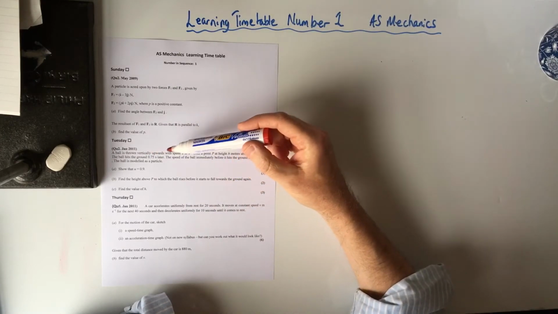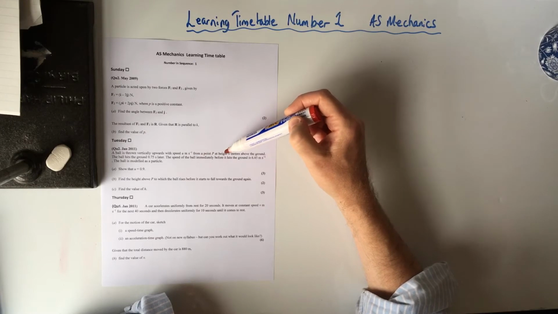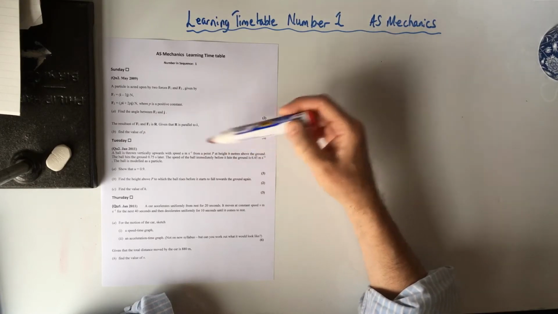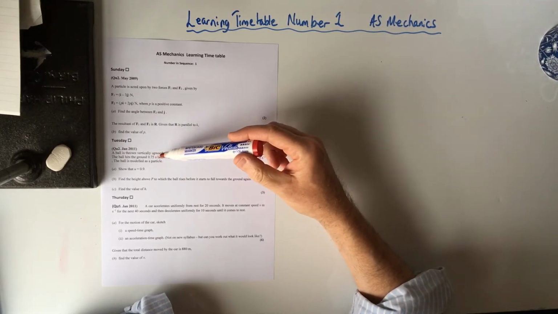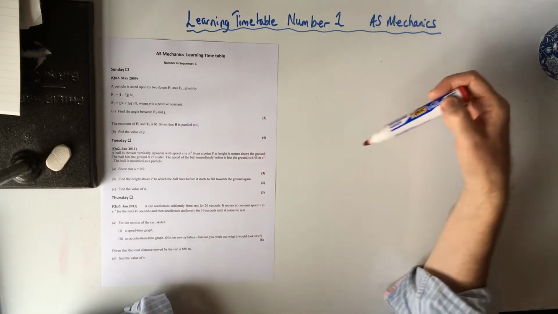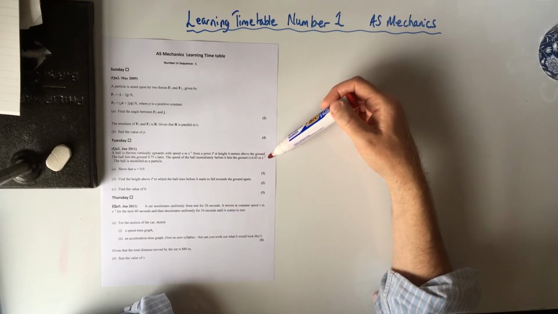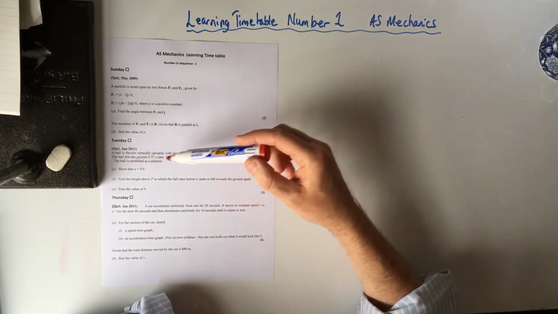A ball is thrown vertically upwards with a speed of u meters per second from a point P at a height h above the ground. The ball hits the ground 0.75 seconds later. The speed of the ball before it hits the ground, in other words on impact, is 6.45 meters per second. The ball is modelled as a particle.